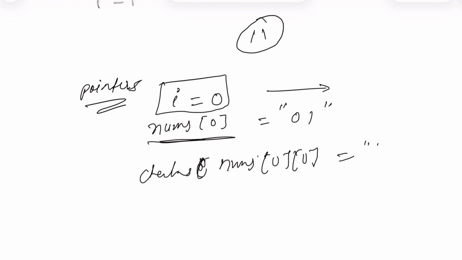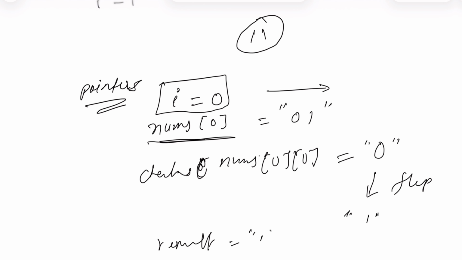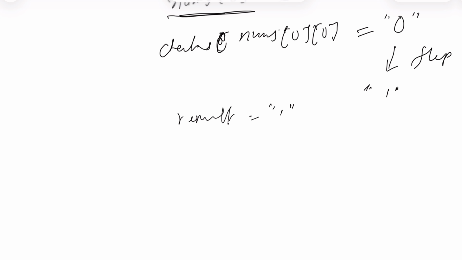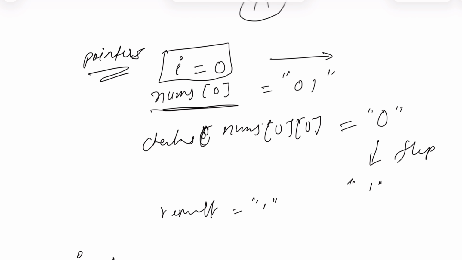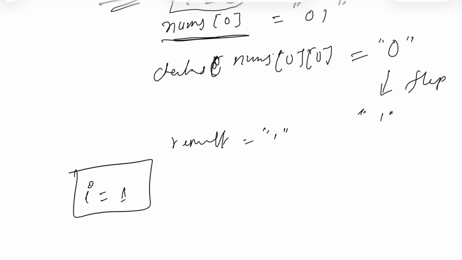Now we have to check the value at nums at 0 0, and we got 0. So you have to flip it. Once you flip it, you will get 1, correct? So the result will store this value as a 1. Further, you will say, okay, now i is 1. Previously, i was at 0. So we'll say i is 1.